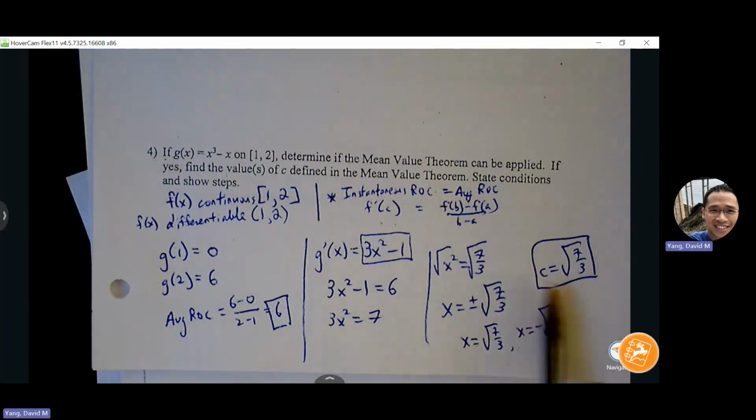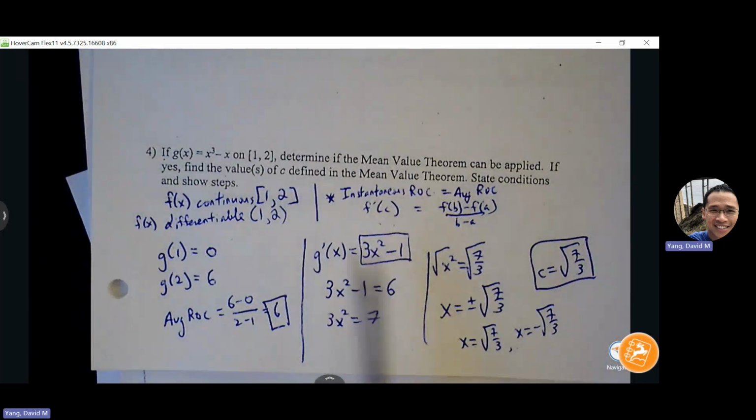No, we don't have to say that. We just say c equals root 7 over 3. What I'm looking for is I'm looking for the conditions. I'm looking for you to set up your steps, and that's all I need to do. Not to write any justification after that. No because statement.